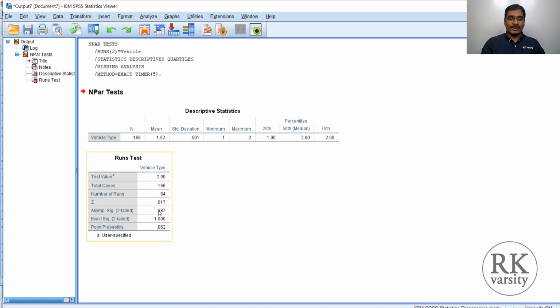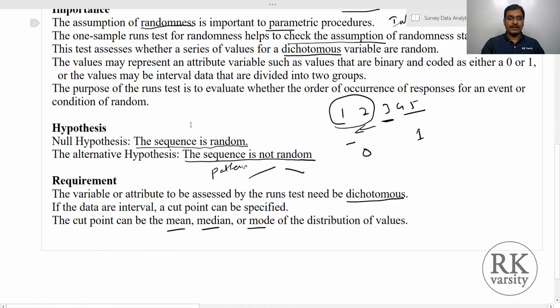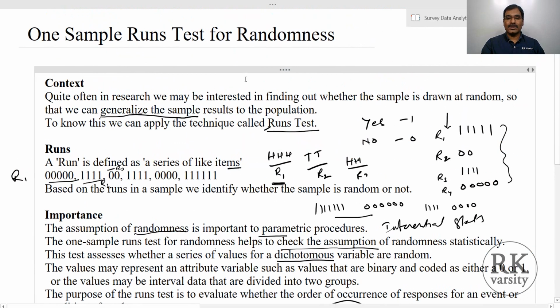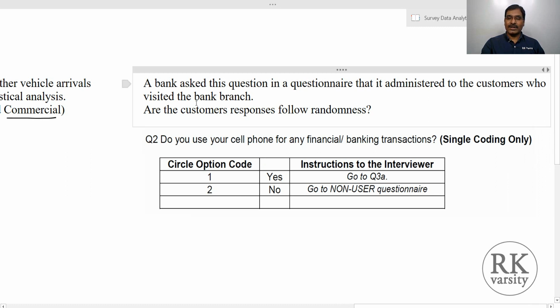Okay, so because here it is a two-tail test, the p value is 0.987, which is much higher than your significance level of 0.05. So because of which we accept the null hypothesis, saying that there is randomness. So here you can see the null hypothesis is that the sequence is random. So as the sequence is random, the toll plaza manager can easily perform inferential statistics.